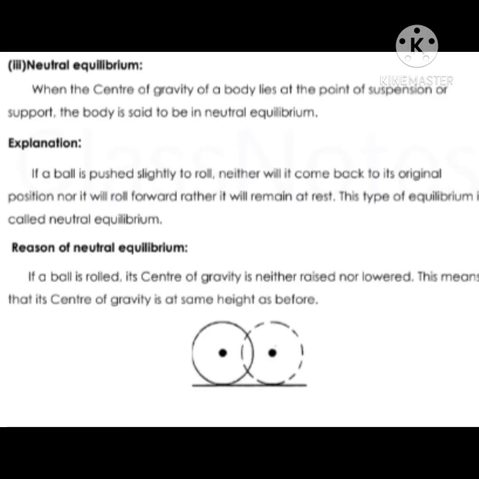Neutral equilibrium is that kind of equilibrium when the center of gravity of a body lies at the point of suspension or support. The body is said to be in neutral equilibrium. Like if a ball is pushed slightly to roll, neither will it come back to its original position nor will it roll forward, rather it will remain at rest. This type of equilibrium is called neutral equilibrium. Because if a ball is rolled, its center of gravity is neither raised nor lowered. This means that its center of gravity is at the same height as before.